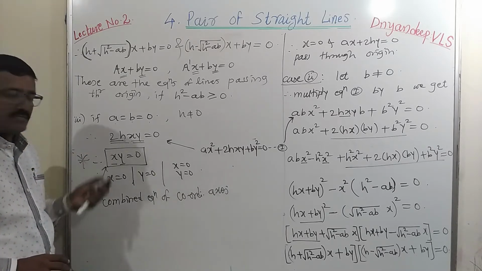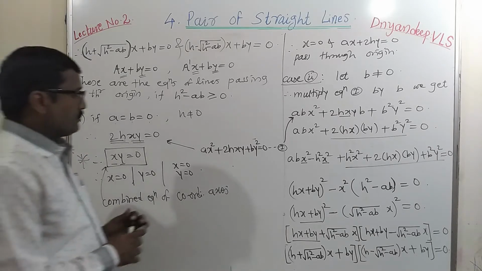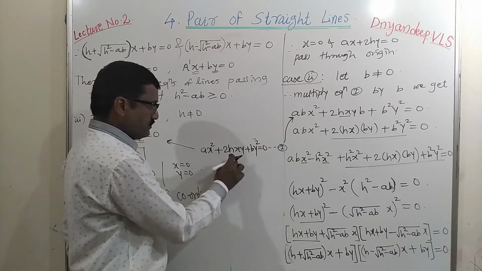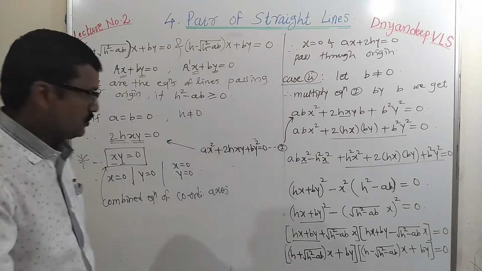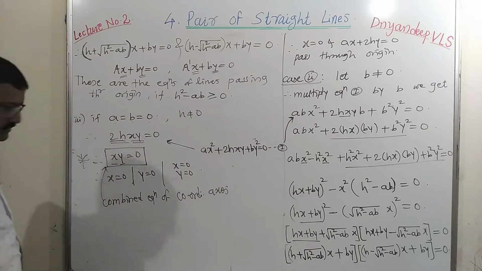Is it okay? Now suppose h and b both are 0, then what will happen? Or both a and h are 0. Let us see the fourth one.